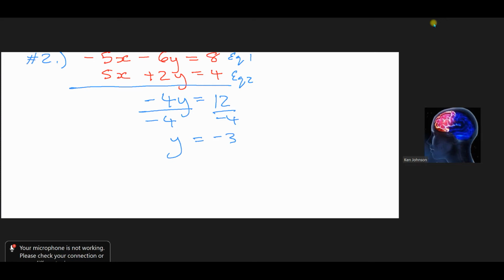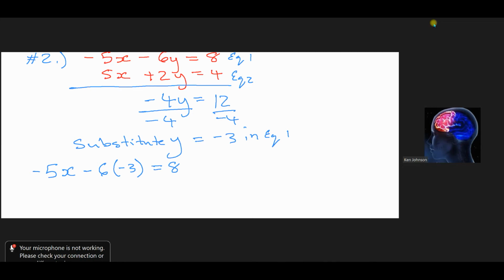So you're going to substitute y equal -3 in equation 1. All right, so you remember you can use either equation, but I want to substitute in equation 1. So I'll have -5x minus 6, and y is equal to -3, and then I'll have equal 8.